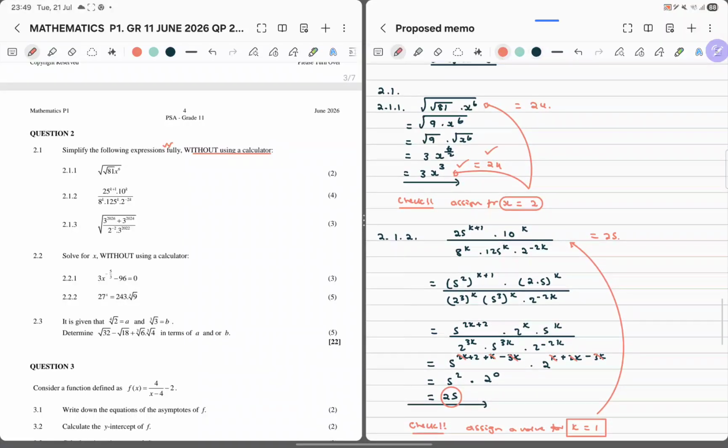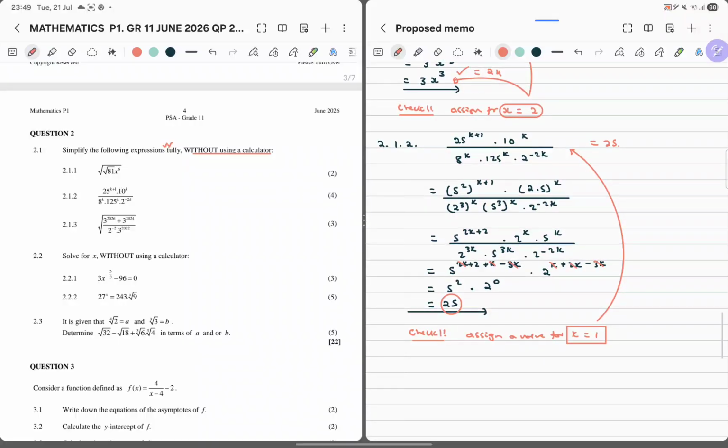Now let's see, where are they? How many marks? 4. Okay, so for me, I think this step is cool. Numerator, nice.